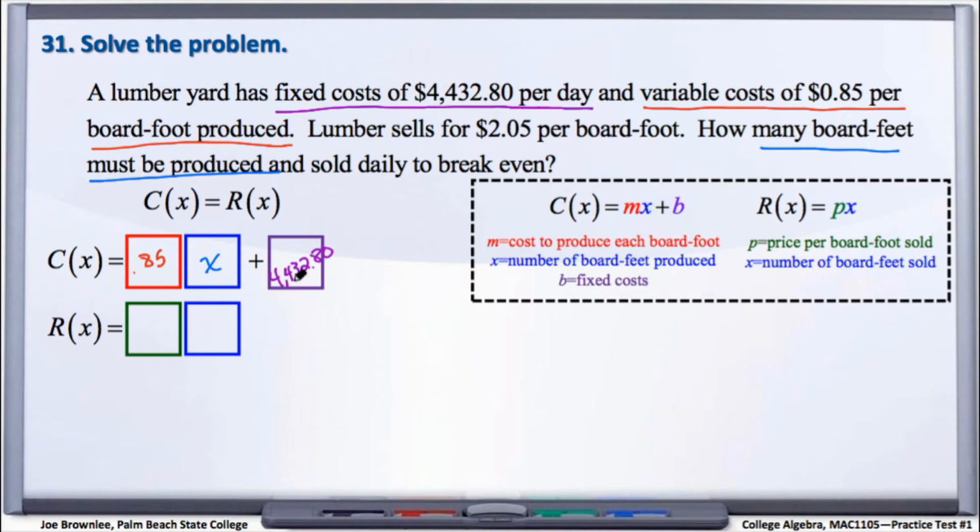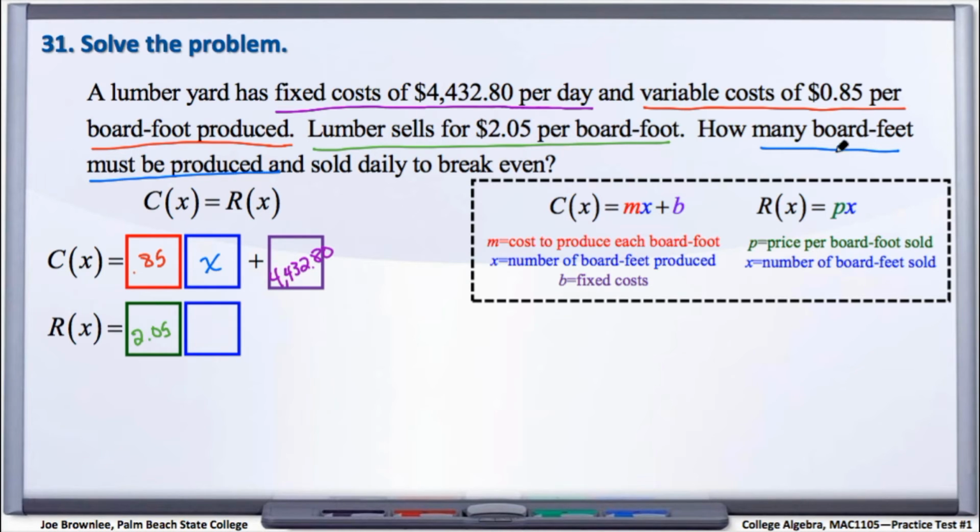All right, so we've got our cost function. Now let's go ahead and see if we can find what our revenue function is. Lumber sells for $2.05 per board foot. If we look at our revenue function, R of x equals p times x, the p represents the price per board foot sold. Well, lumber sells for $2.05, so 2.05.